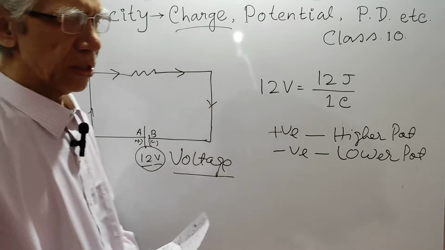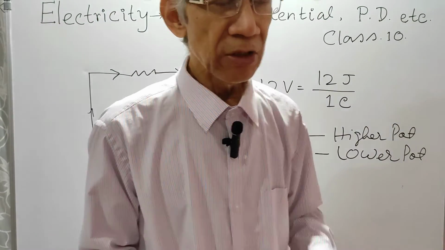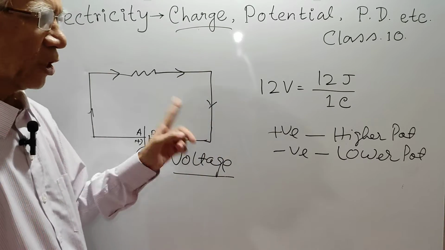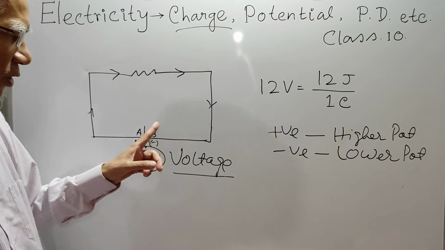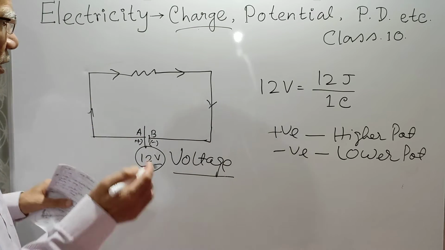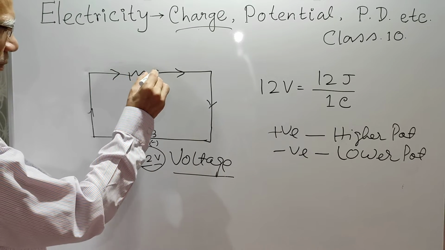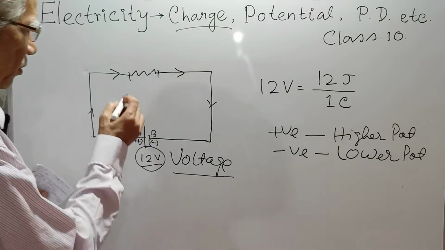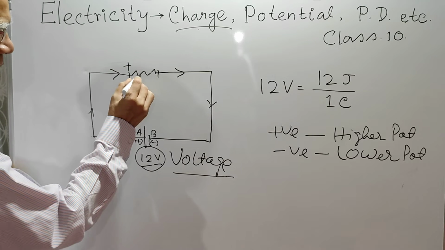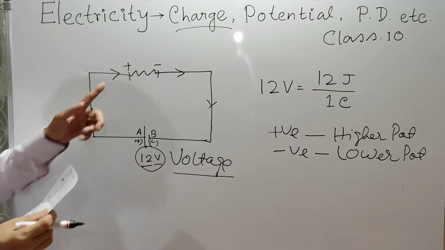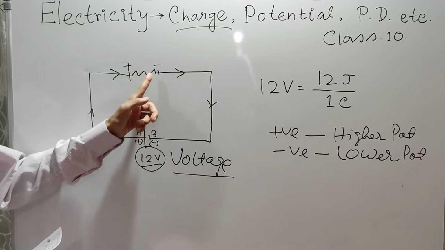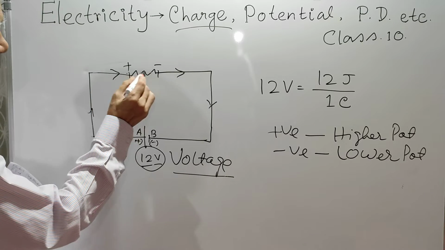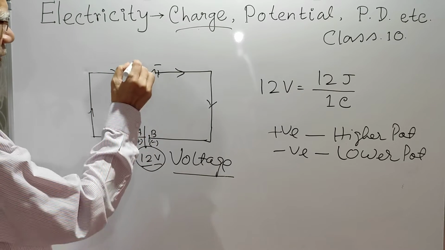So in a circuit, how is potential difference defined? The potential difference between any 2 points in a circuit is the amount of work done to push unit positive charge from one point to the other. Now suppose you consider the terminals of the bulb. Bulb, fan, fridge, they all have 2 terminals. This is the positive terminal because it is connected to the positive of the battery. This is the negative terminal because it is connected to the negative of the battery. Between this positive terminal and negative terminal, the potential difference is this 12 volt.